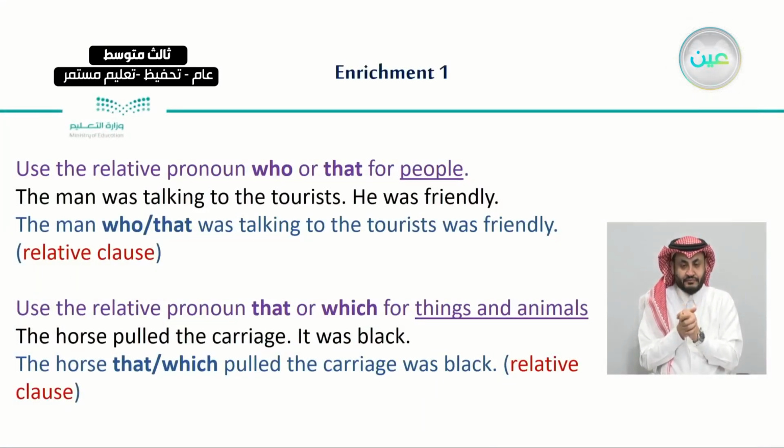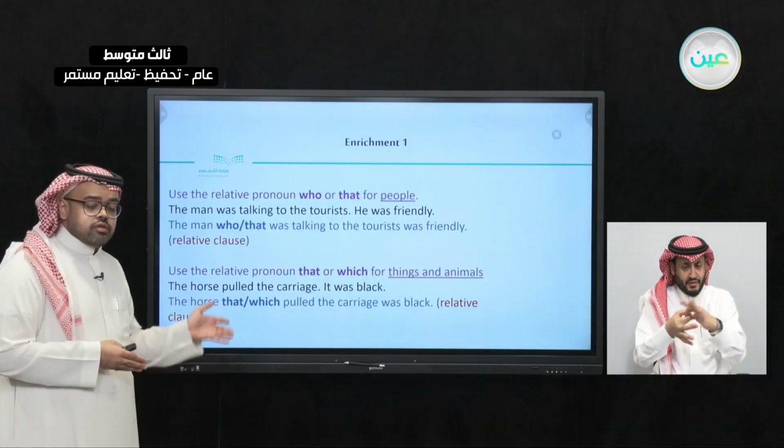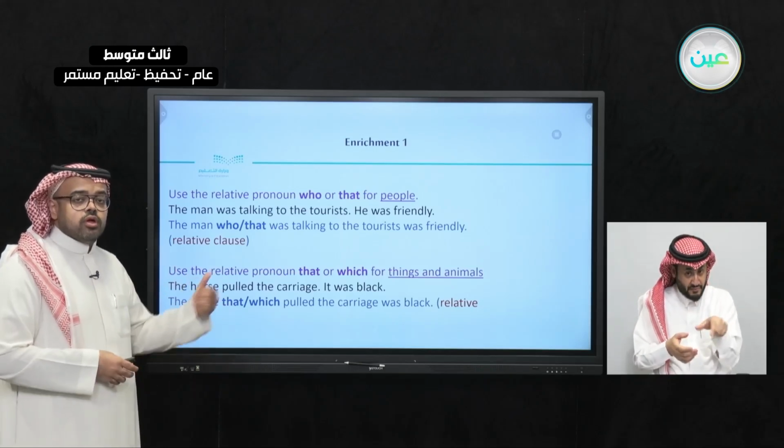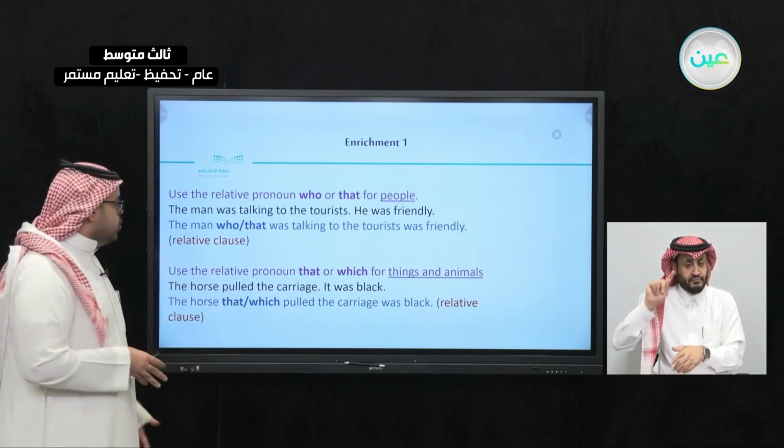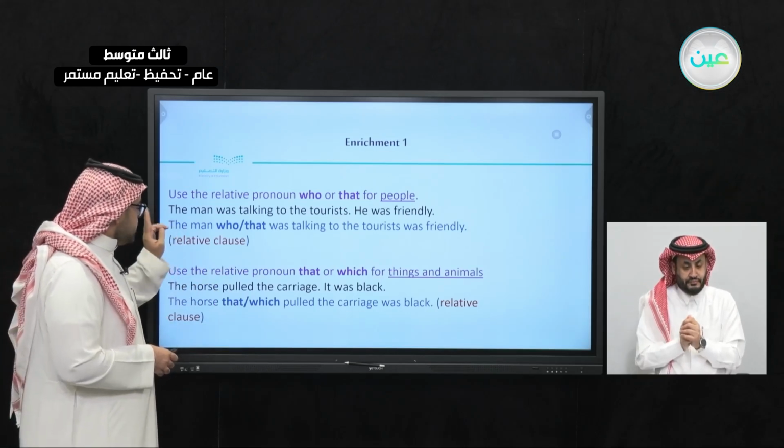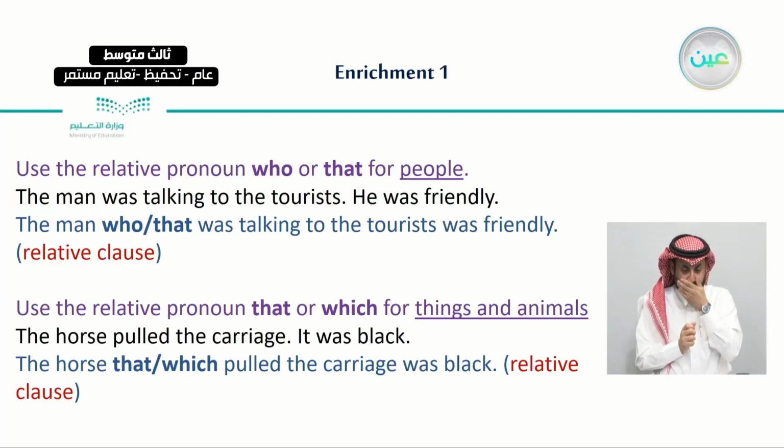And we have divided these relative clauses. We said that the relative pronouns, for example who or that, we use only for people. For example, the man was talking to the tourist. He was friendly. If we want to combine these two sentences in one sentence, we need to use the relative pronoun. In this case, since we're talking about people, the relative pronoun is who. We would say, the man who or that was talking to the tourists was friendly.